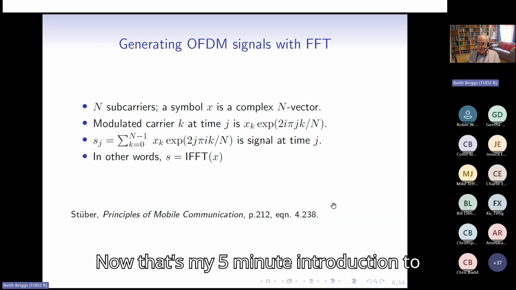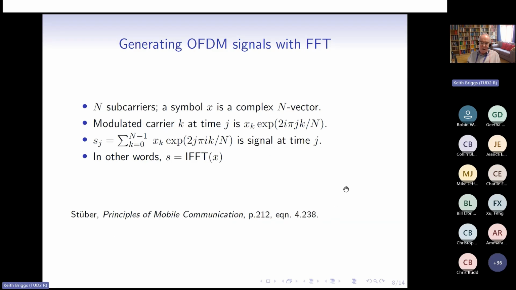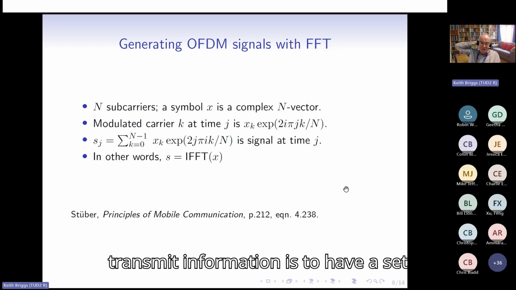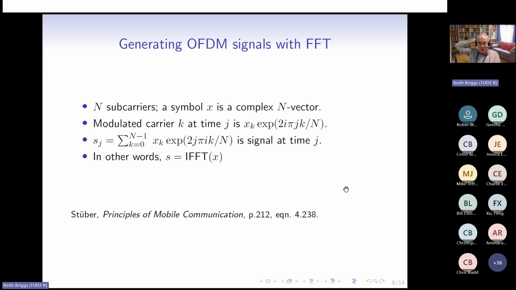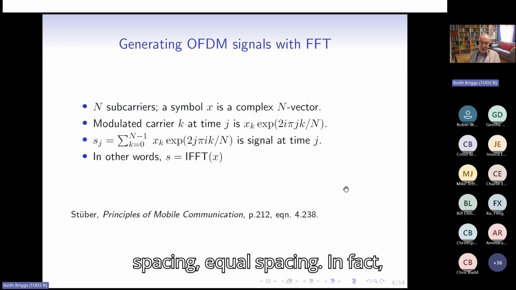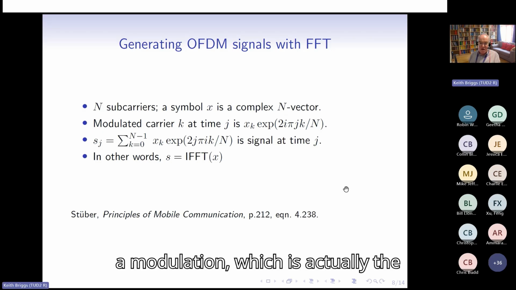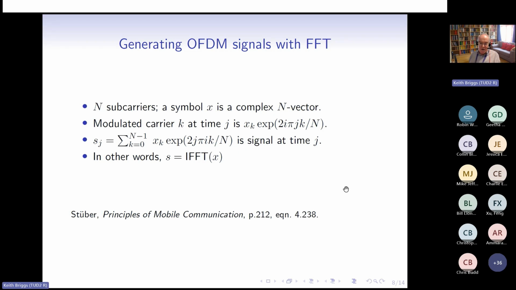Now that's my 5-minute introduction to what the FFT is. And now we have to ask why it comes up in wireless communication. So the way we transmit information is to have a set of subcarriers, which are individual sine waves at a narrow, equal spacing. In fact, they're orthogonal to each other, which is important. And on each subcarrier, we introduce a modulation, which is actually the information carrying part of the story.